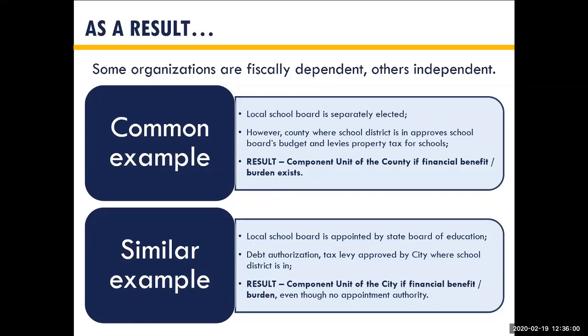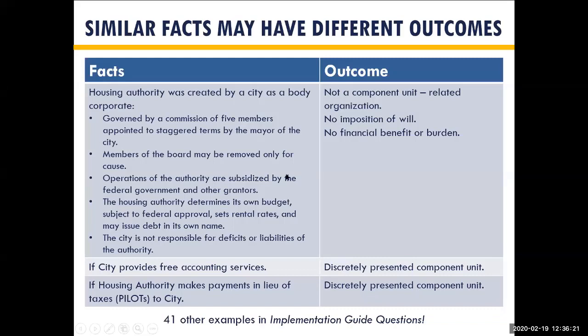So as a result, how do we put this all together? The result could be some organizations have a benefit burden relationship, even though there could be no voting majority, or in the case of some post-employment benefits, not even a board. There are many different possibilities and outcomes that could occur. And I put some of these on the screen. When I was a preparer, I had 61 potential component unit relationships. Each had to be analyzed with each GAAP change in the reporting entity or a change in law.